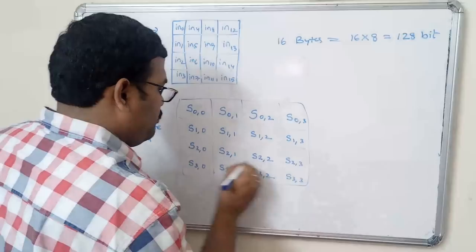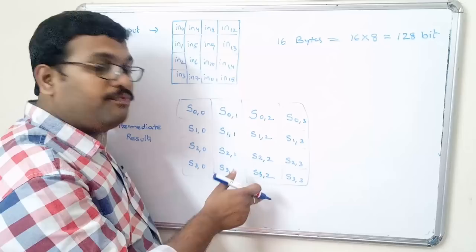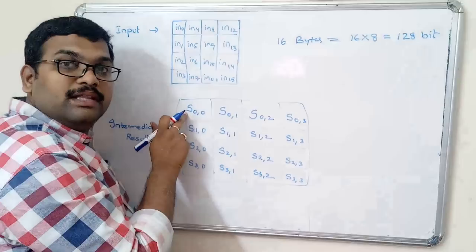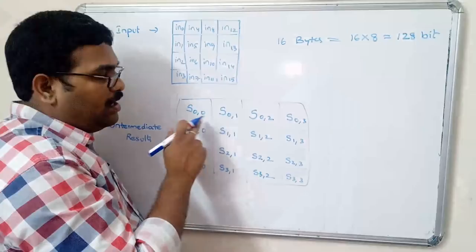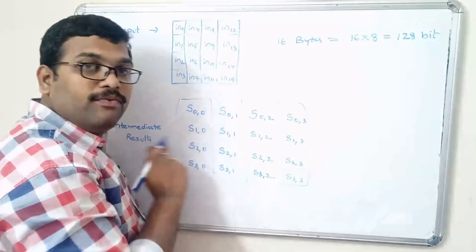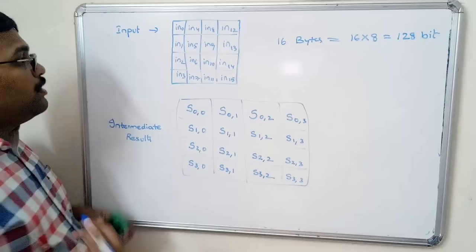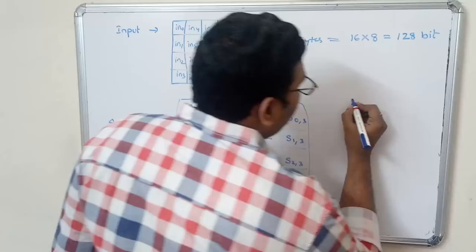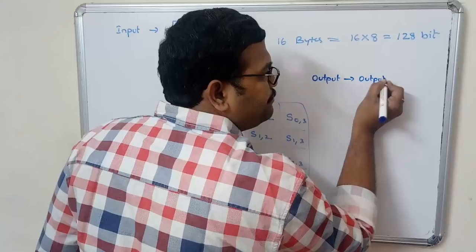Here this representation is also 4x4, that means 16 bytes. In each block the size is 8 bits, right? So 16 blocks of 8 bits means 128 bits. The total size of the state array is 128 bits. And similarly, the output will be stored in the output array, which is again 4x4.